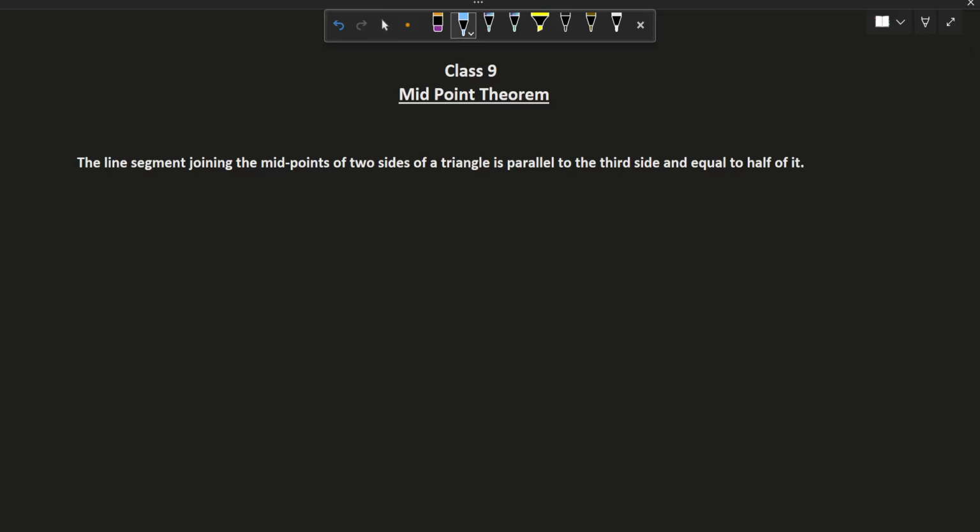So let us learn the midpoint theorem. The midpoint theorem states that the line segment joining the midpoints of two sides of a triangle is parallel to the third side and equal to half of it. What is the meaning of it?